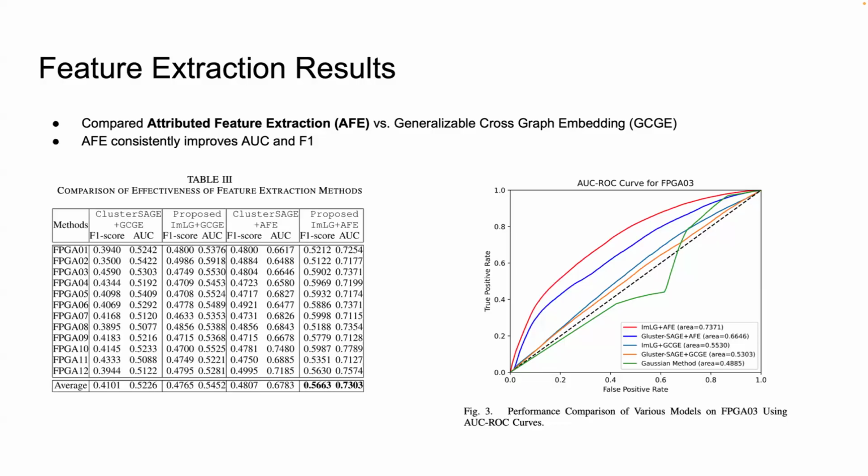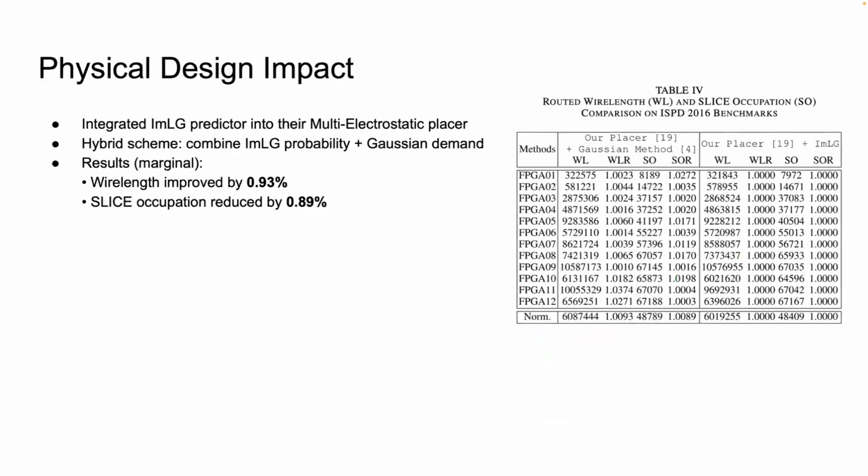And they claim the prediction results are pretty good, but the impact on the physical design is highly marginal. They improve, but it's a bit small. They use the Gaussian method from ElfPlace in their multi-electrostatic placer, and they use the proposed method in their placer as well. They observed that wire length improved by 0.93% and slice occupation reduced by 0.90% and 0.89%.